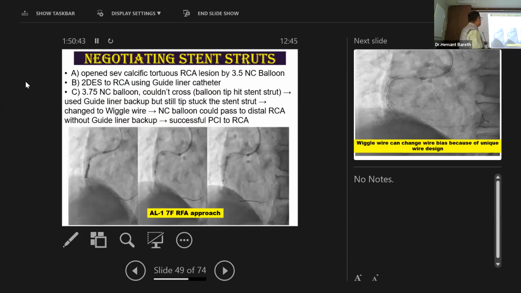So here let us see. These are three frozen frames. In this case, a similar approach was used. It was a severe calcific tortuous RCA lesion, which was dilated with a non-compliant balloon. Two drug-eluting stents were tried, but the stents could not pass.